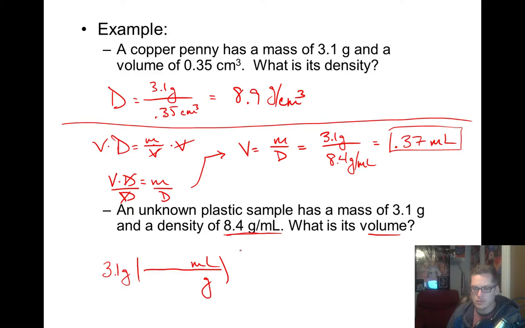Well, our ratio of grams to milliliters is this. So for every 8.4 grams, we have 1 milliliter. Notice that our grams cancel. We're left with just milliliters, so we take 3.1 divided by 8.4. Notice that that is exactly the same as what we just did up here, and so we get 0.37 milliliters. So this way we use dimensional analysis to play with our units. This way we rearranged our equation. Both are equally good.